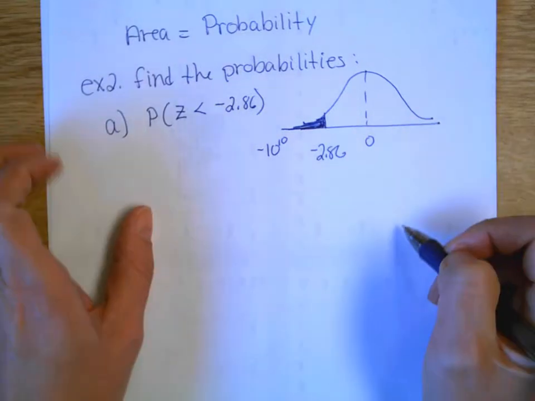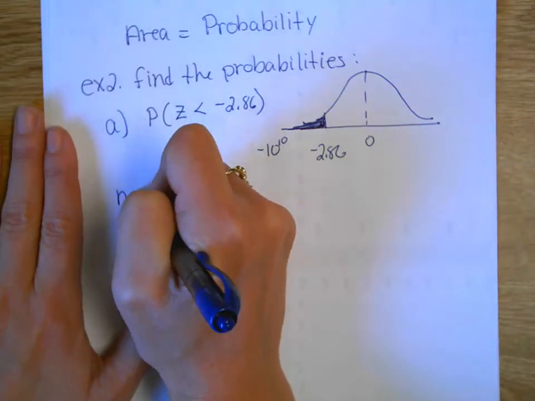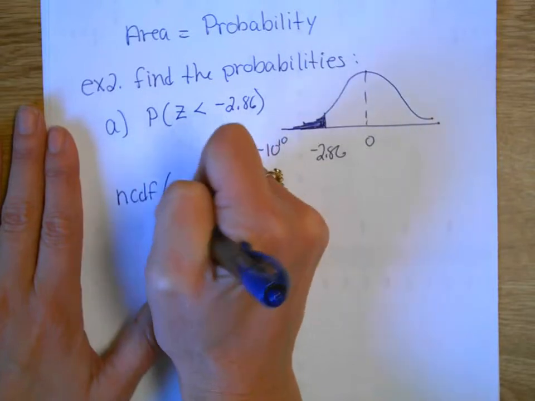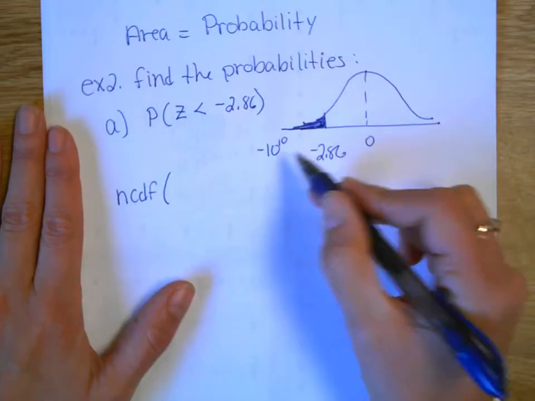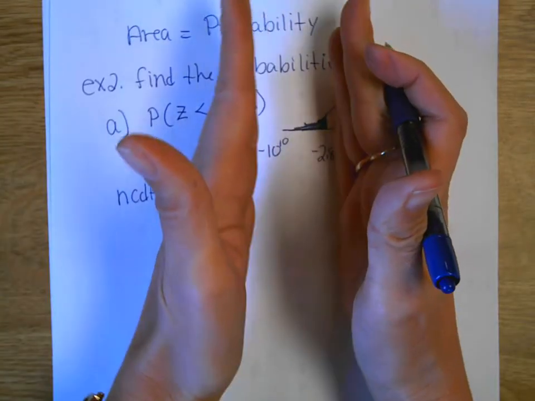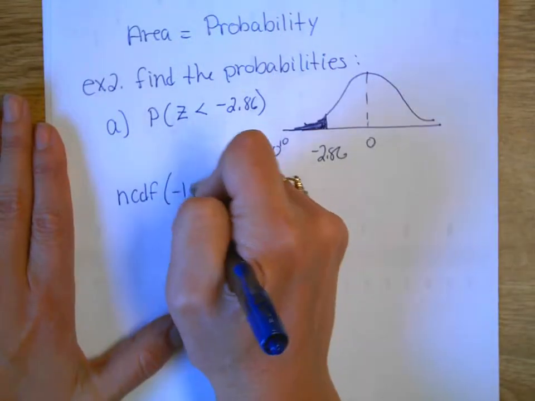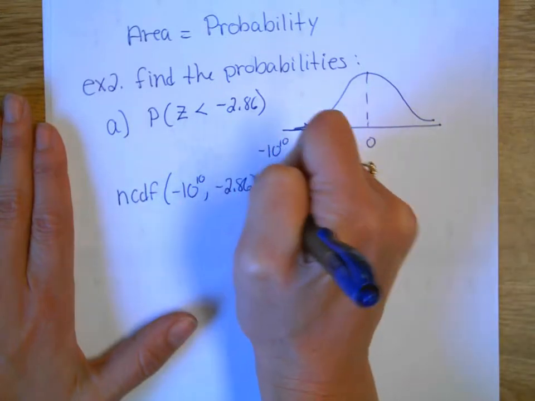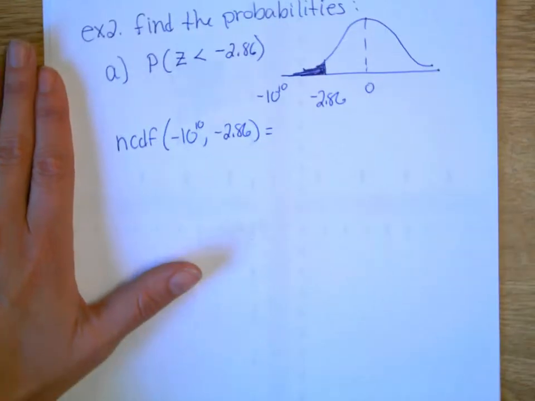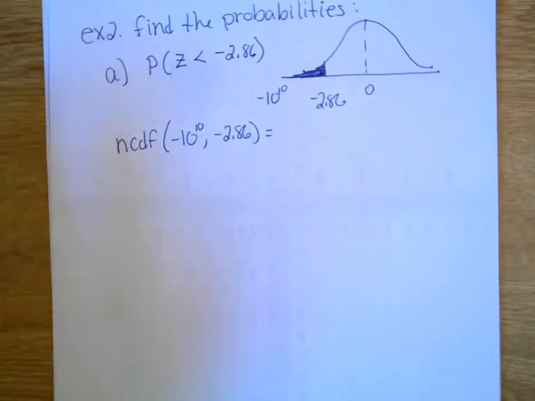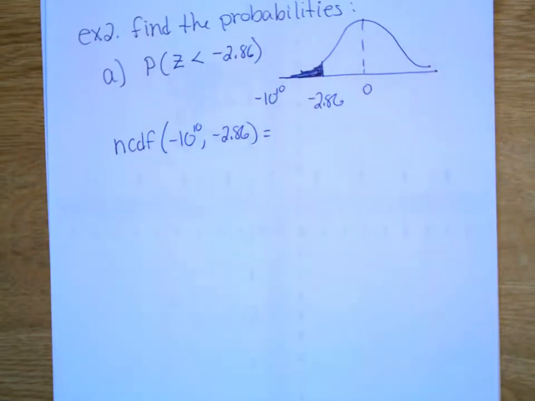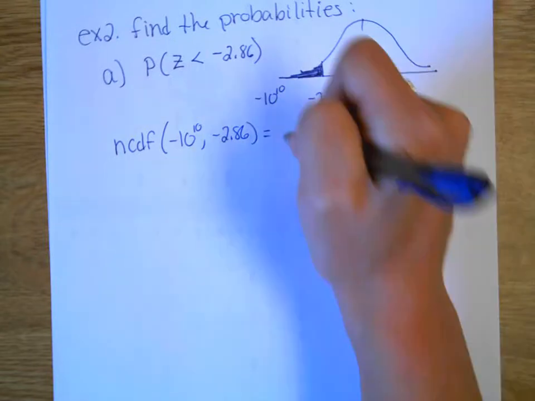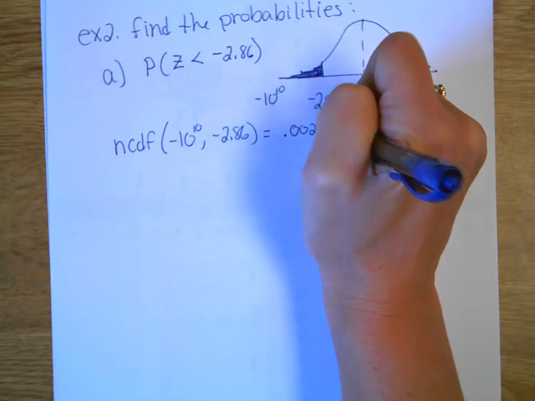So to get this probability, I'm going to use that NCDF. Left edge to right edge. Left edge is negative 10 to the 10th. And right edge is negative 2.86. So area and probability, same question. You just have to be able to interpret this inequality into a shaded region. Anybody crank through that? 0.0021. Very small probability.